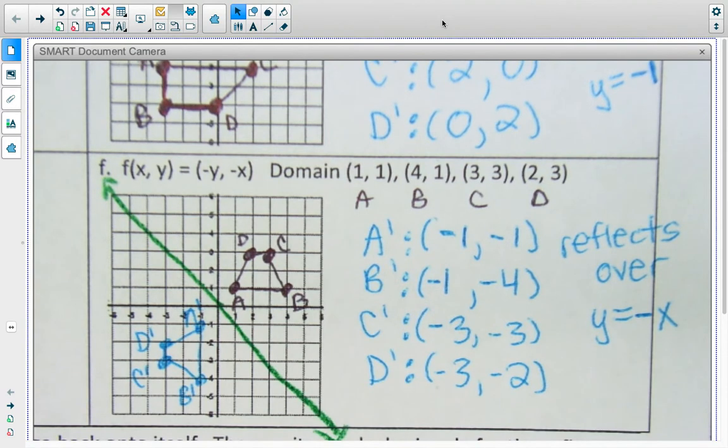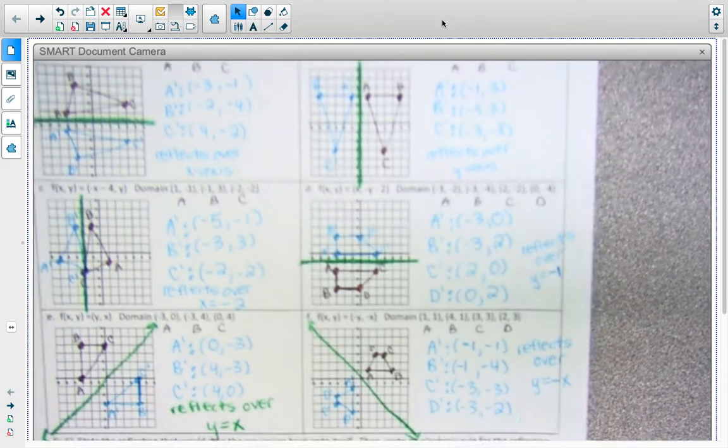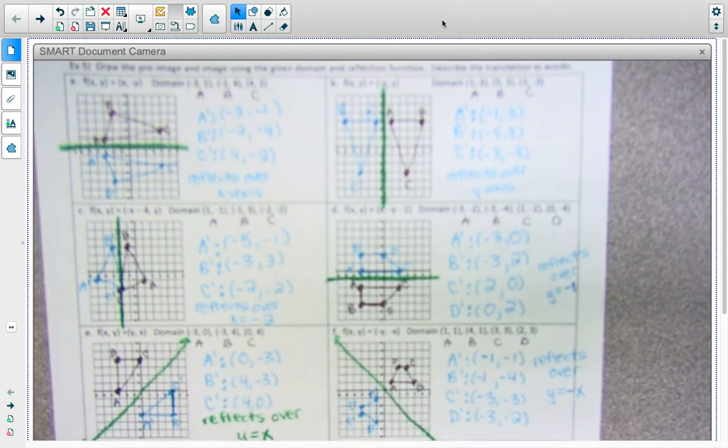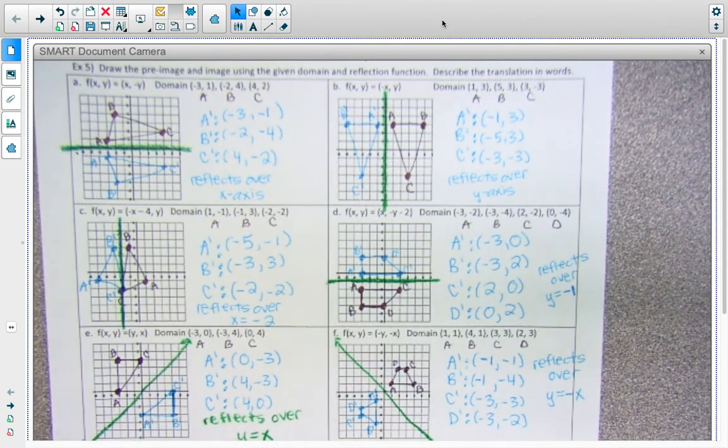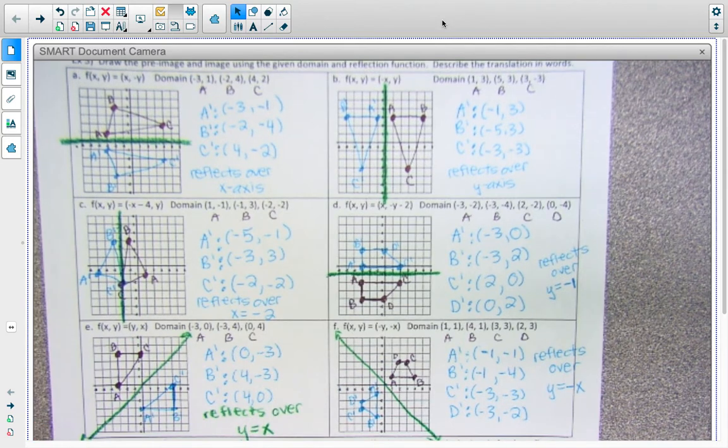So now that we have all 6 of these, let's zoom out. Okay, so we got all 6 of these. And in the next video, we're going to go through and see if we can come up with a generic rule for all of these to apply as we go through and do our reflections.